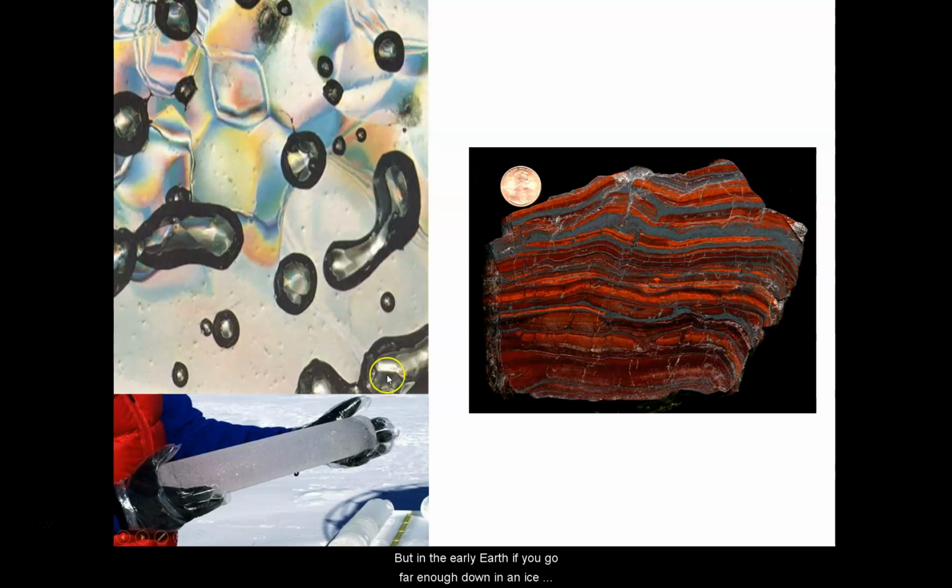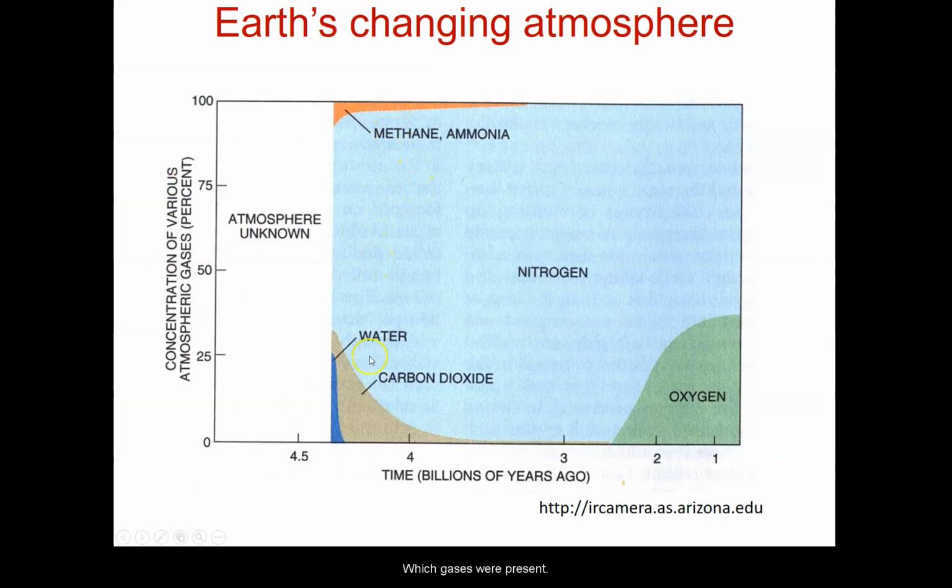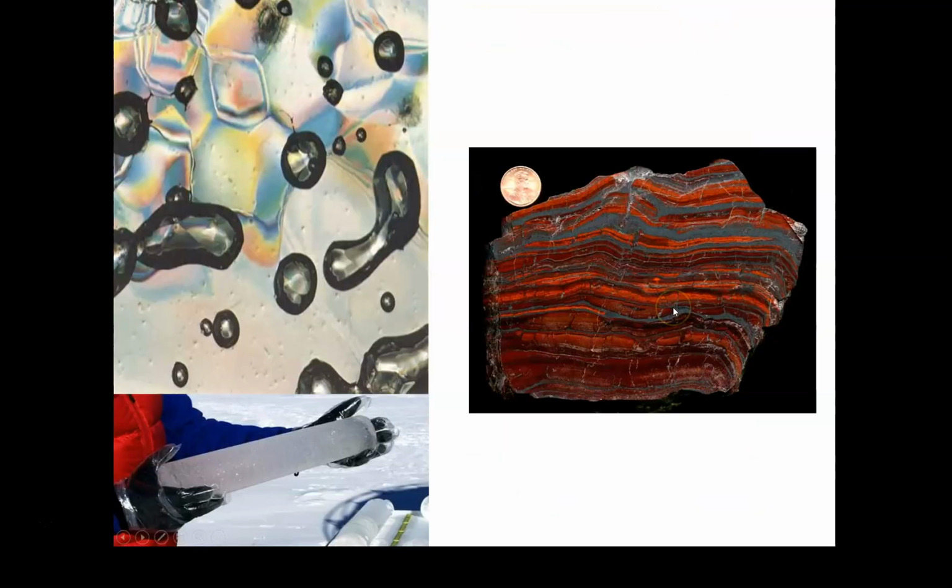But in the early Earth, if you go far enough down in an ice core and analyze these gas bubbles, it can tell you which gases were present over time. So you can almost imagine an ice core laying on its side. The bottom of the ice core is older, the top of the ice core is newer.